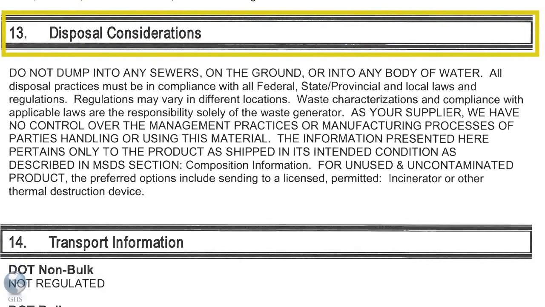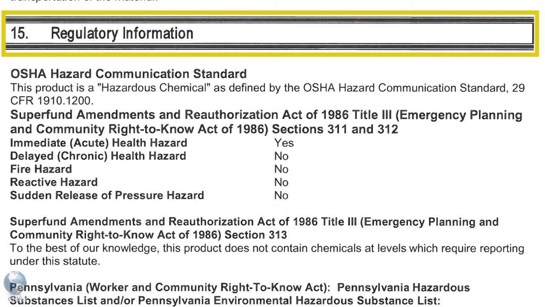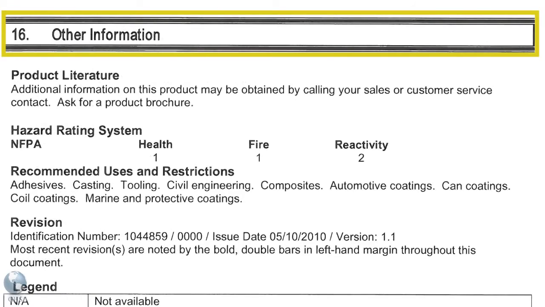Section 13, Disposal Consideration, provides guidance on proper disposal practices, recycling or reclamation of the chemical or its container, and safe handling practices. Section 14, Transport Information, provides guidance on classification information for shipping, transporting of hazardous chemicals by road, air, rail, or sea. Section 15, Regulatory Information, identifies the safety, health, and environmental regulations specific for the product that is not indicated anywhere else on the SDS. Section 16, Other Information, includes the date of preparation or last revision of the SDS.